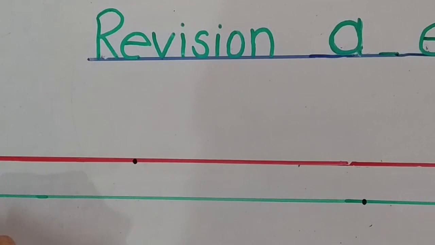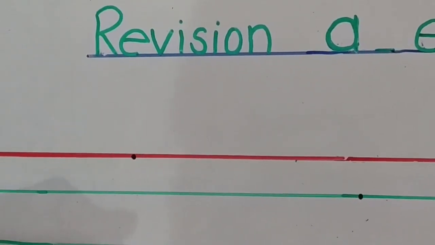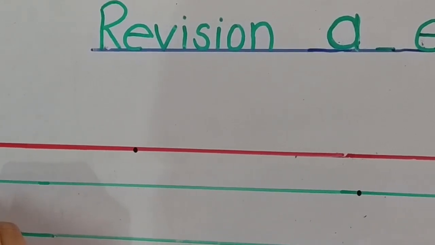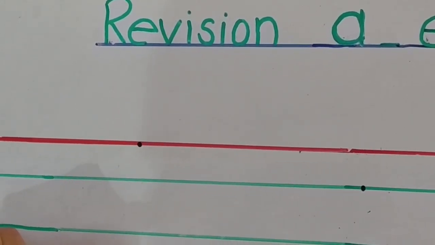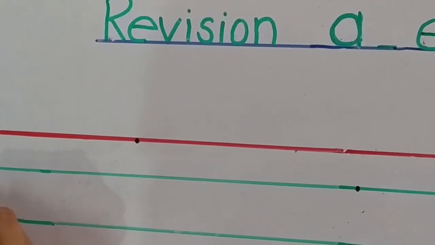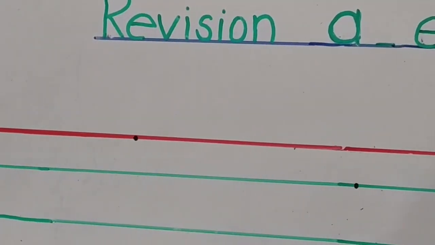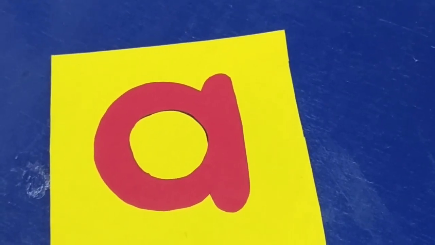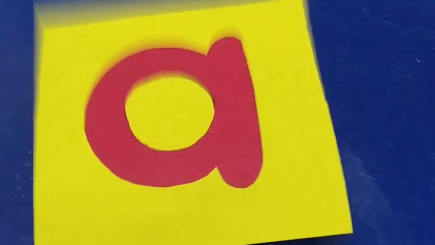Make a semicircle. Then a small straight line. This is A. Which letter is this? A. What is the sound of A? A. What comes after A?